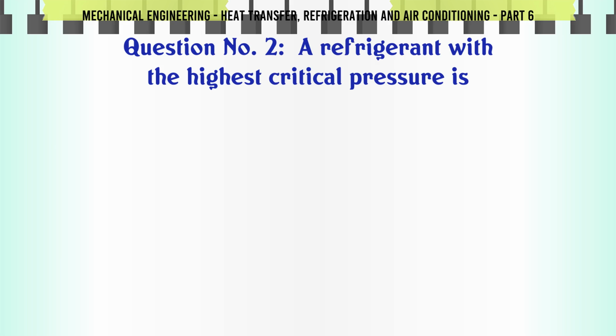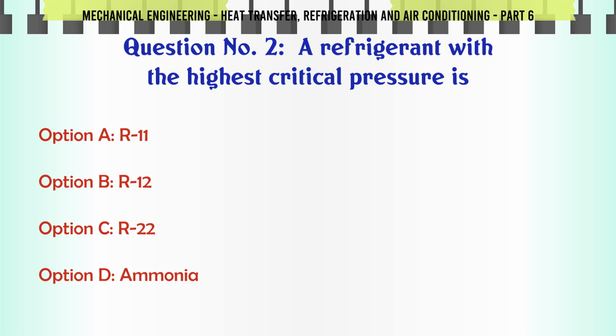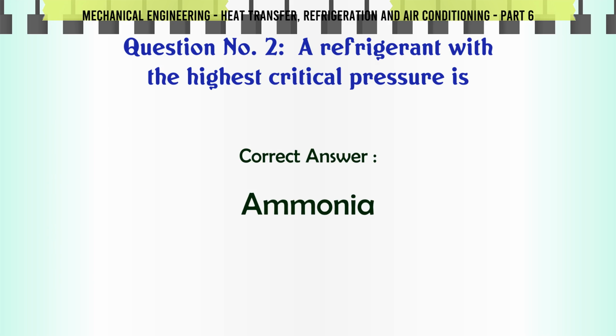A refrigerant with the highest critical pressure is A. R11, B. R12, C. R22, D. Ammonia. The correct answer is ammonia.